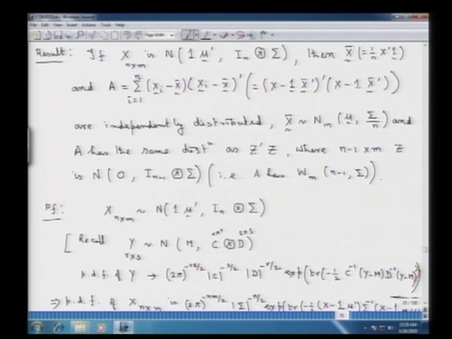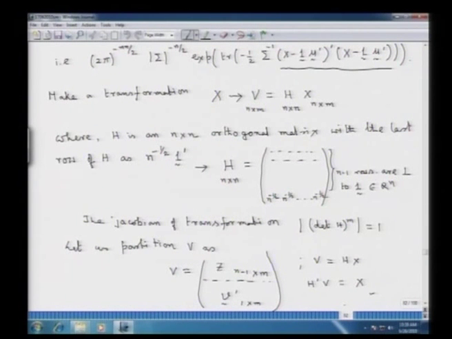That is, in other words, A has got a Wishart distribution, m dimensional, with degrees of freedom n minus 1 and the associated variance covariance matrix sigma. So, we started with the probability density function of this X random matrix, which we had written in this particular form. Then from this form of the probability density function of the random matrix X, we had made a transformation from X to V.